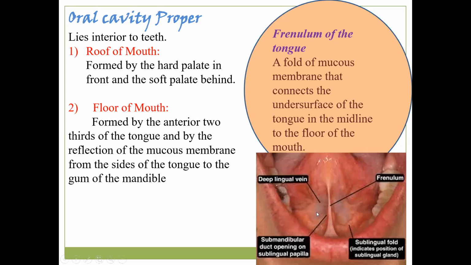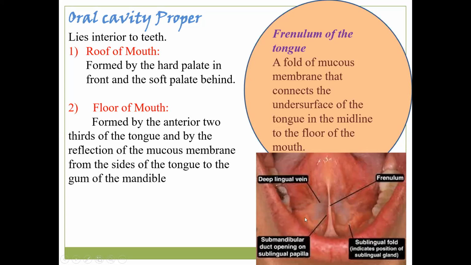You can see there is a frenulum. The frenulum of the tongue is a fold of mucous membrane which connects the undersurface of the tongue to the floor of the mouth. On either side of the frenulum, you can see the deep lingual vein in a slightly blue color.